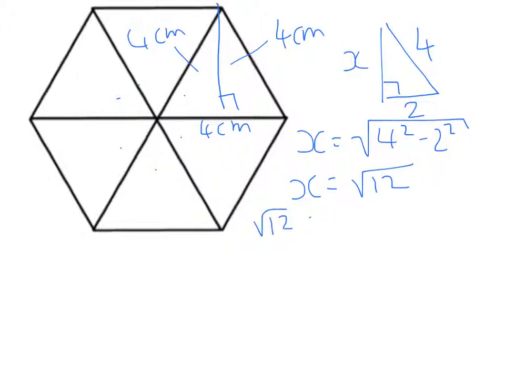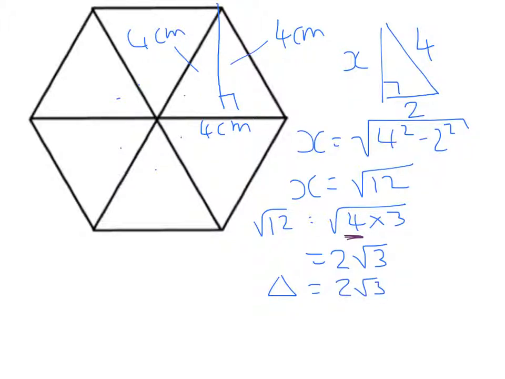12 I can rewrite as 4 times 3. The reason I want to do that is because by finding a square number in here, it means I can simplify that third. So the square root of 4 is 2, so this is 2 root 3. So now the area of one triangle must be 2 root 3 times 4 divided by 2. So that is my height, 2 root 3, times 4, my base, divided by 2. And then I can do some lovely cancelling. So we can make one triangle 4 root 3.